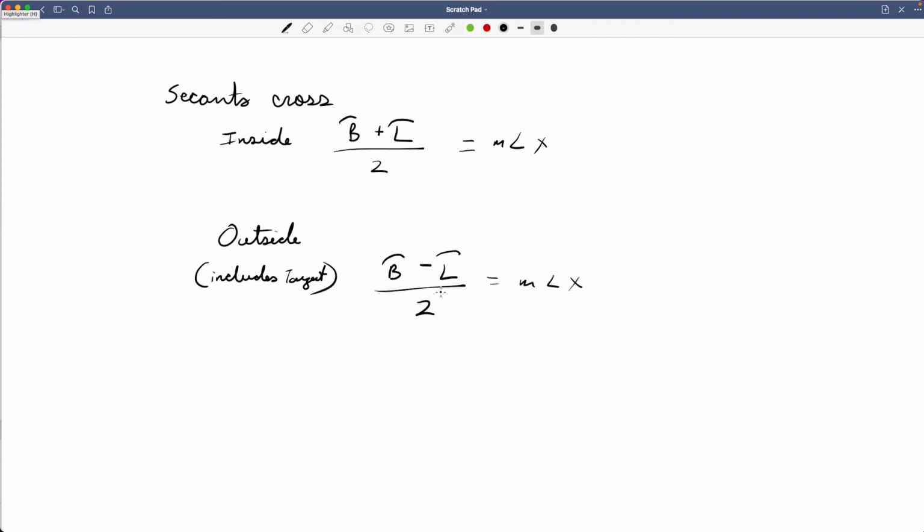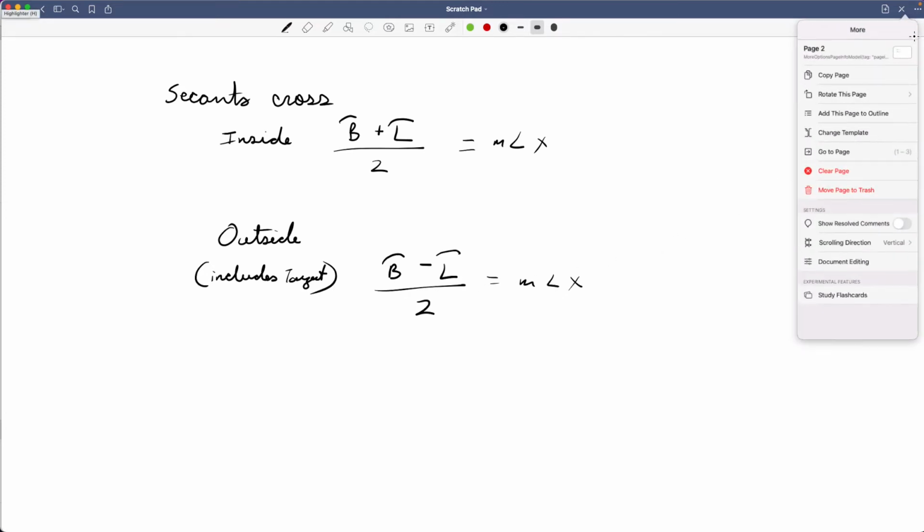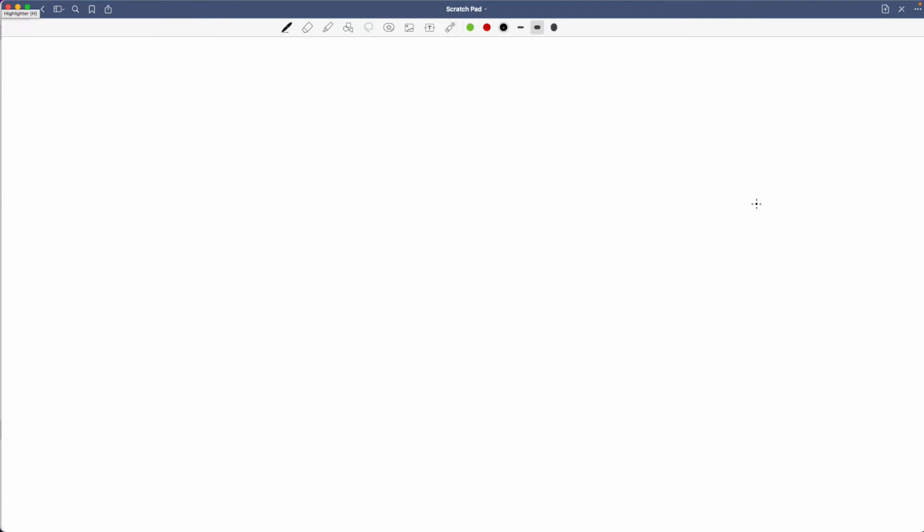That is it. Those are the two things that you need to remember. If it crosses inside, it's plus. If it crosses outside, it's minus. And that includes tangents. Those are the only things that you need to pull from all of that. So now I can clear the page and we can go on to talking about the products of chord segments.